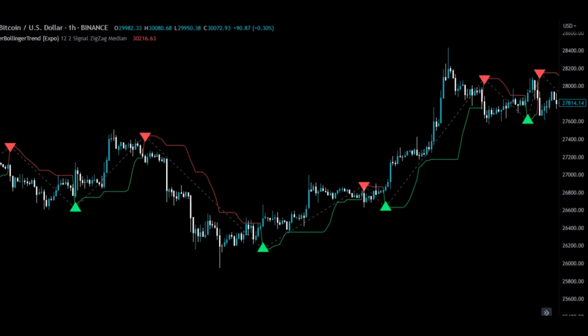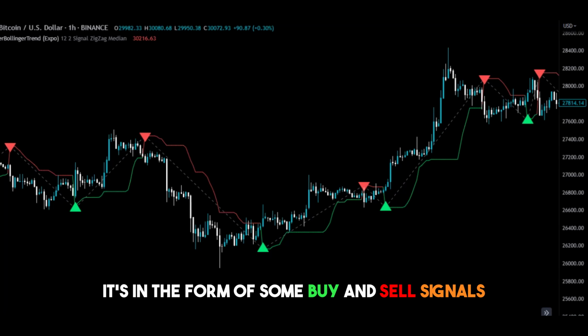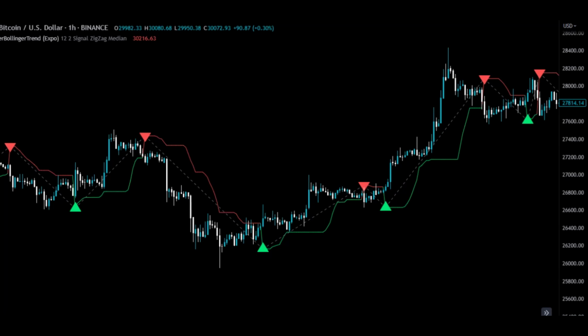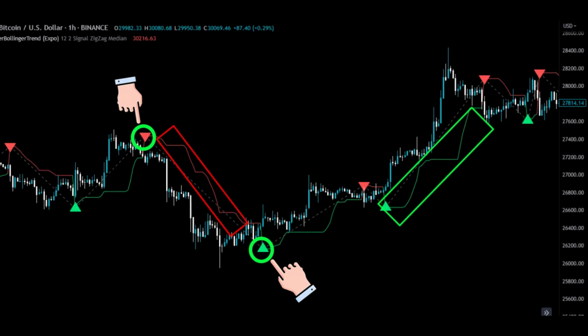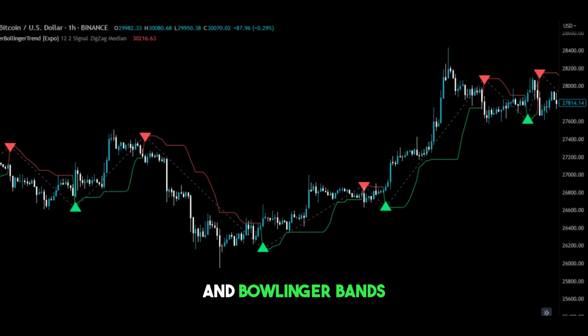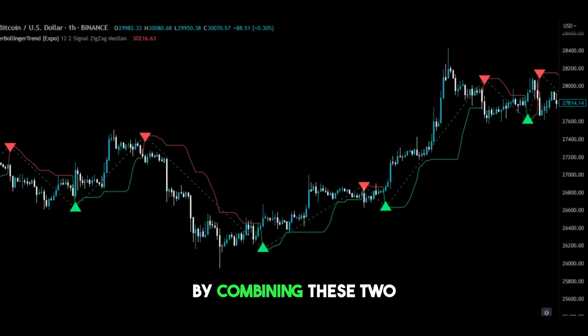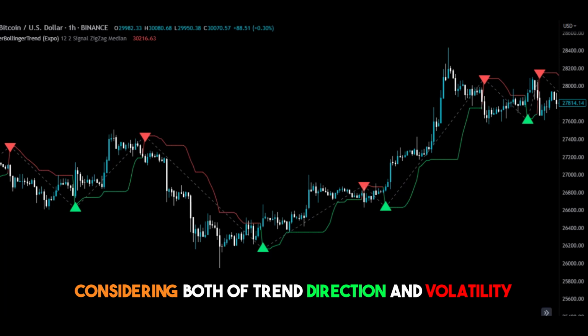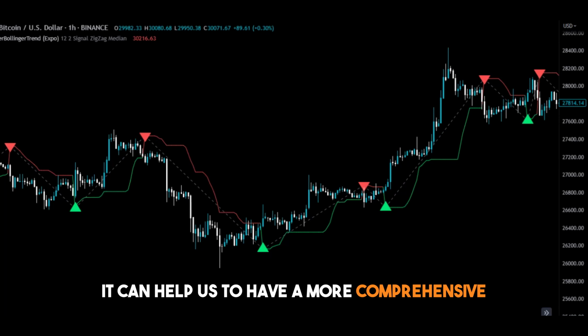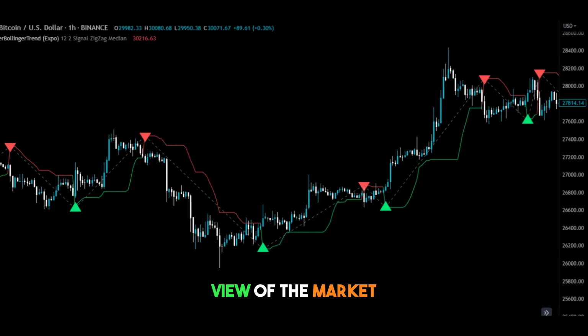Alright, this is the indicator and as you can see, it's in the form of some buy and sell signals, alongside these green and red lines and triangles. This indicator is a combination of Super Trend and Bollinger Bands. As you know, Super Trend is a trend indicator and Bollinger Bands is a volatility indicator. By combining these two, considering both trend direction and volatility, it can help us to have a more comprehensive view of the market.